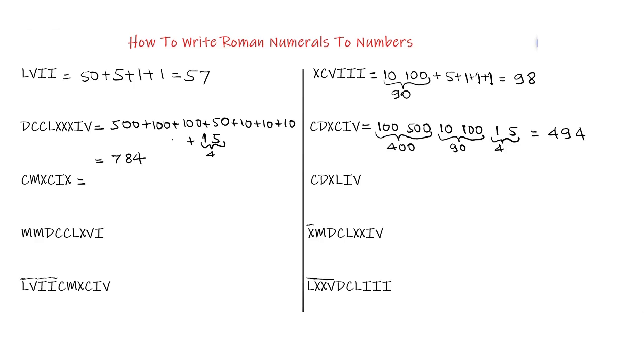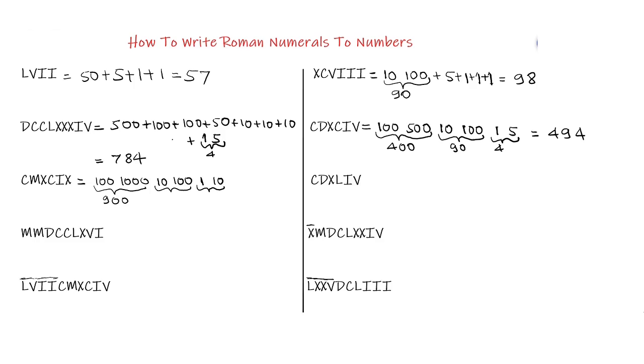Our next Roman numeral is CMXCIX. So C is 100, M is 1000, X is 10, C is 100, I is 1 and X is 10. What we observe is that C is prior to M. C is a lower value symbol than M. So the value of C is to be subtracted from the value of M. That is 100 is prior to 1000. So 100 is to be subtracted from 1000, that is 900. That is CM is 900.